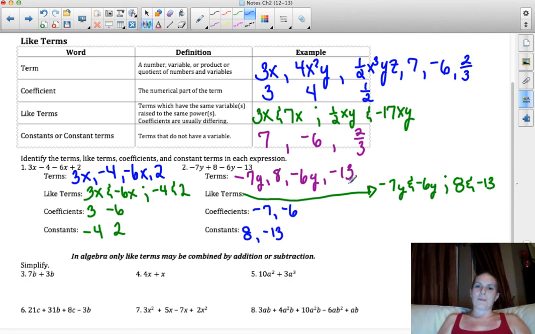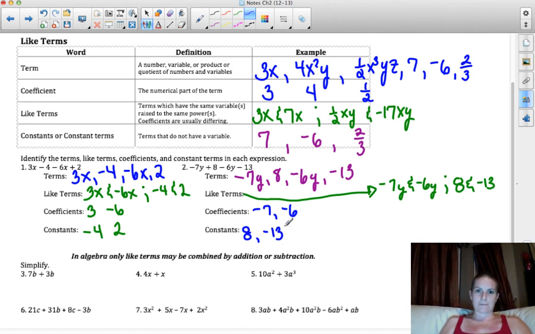Okay, so you should be back, and our terms, again, we have 4 terms in this problem: negative 7y, 8, negative 6y, and negative 13. The ones that are alike are negative 7y and negative 6y, and then 8 and negative 13. Coefficients, numbers in front of variables, negative 7 and negative 6. And constants, numbers without variables, 8 and negative 13.